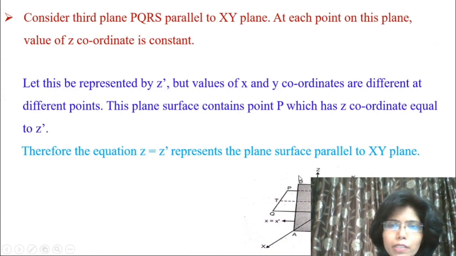Similarly, now we'll consider the third plane, that is PQRS. This plane is parallel to the XY plane, correct? At each point on this plane, the value of the z coordinate is constant. So this coordinate will be z dash, but the values of x and y coordinates will be different at different points. So this plane surface contains the point P which has the z coordinate equal to z dash. So z is equal to z dash represents the plane surface parallel to the XY plane.